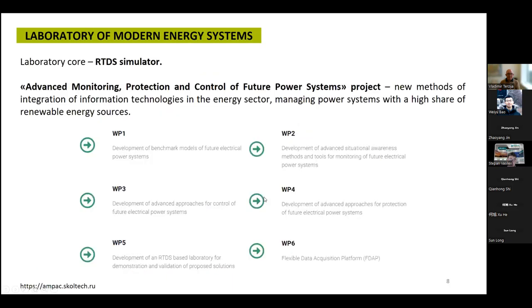One of the departments of the center is the Laboratory of Modern Energy Systems. The laboratory was created with the support of Skoltech and the government. The head of the laboratory is Professor Vladimir Terzija, my supervisor. One of the main projects that the laboratory is engaged in is the advanced monitoring, protection, and control of future power systems.